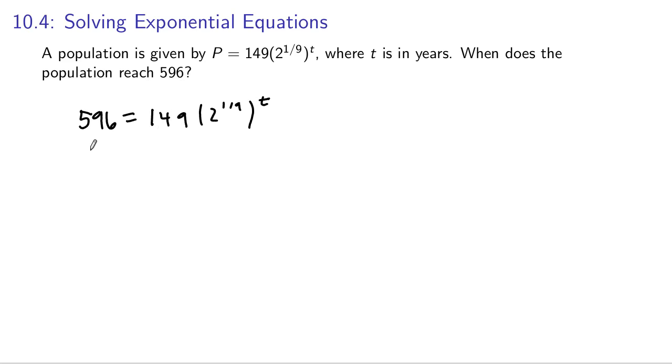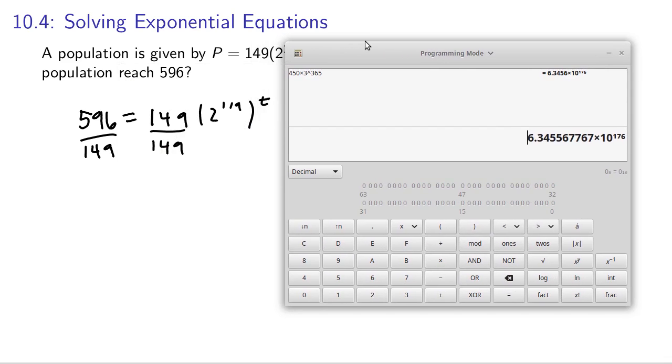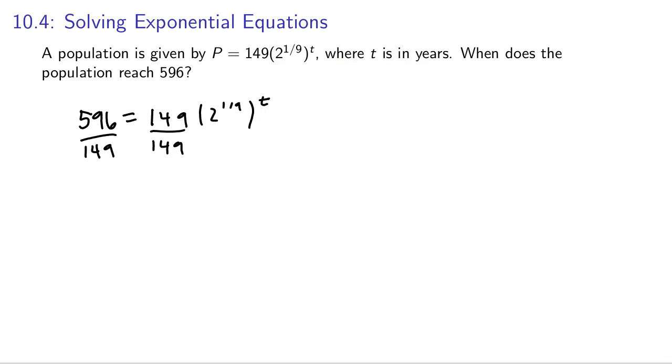The first is we're going to divide both sides by 149 and see if there's an obvious power of 2 here that we can use to find the answer. So dividing both sides by 149, 596 divided by 149 is 4. And 4 is a power of 2, so we can solve this with the algebra we know now.